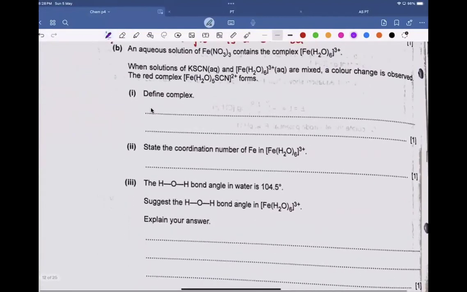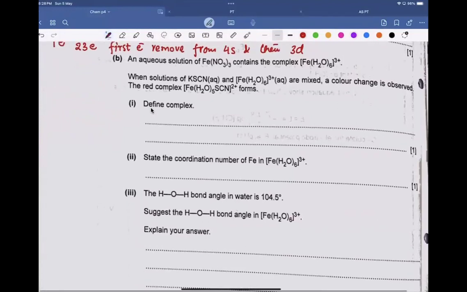Okay. Now, B part. An aqueous solution of iron 3 nitrate contains the complex hexaaqua iron 3. When the solution of aqueous KSCN and hexaaqua iron 3 are mixed, a color change is observed. The red complex is formed. Define a complex. So you have to remember the definition of a complex.